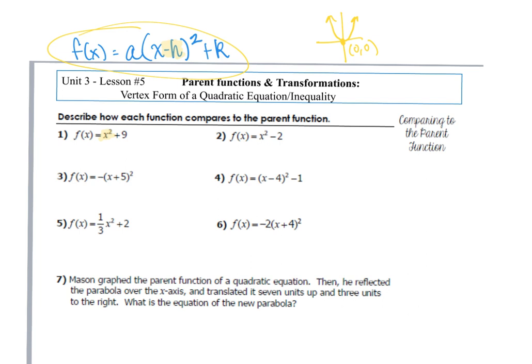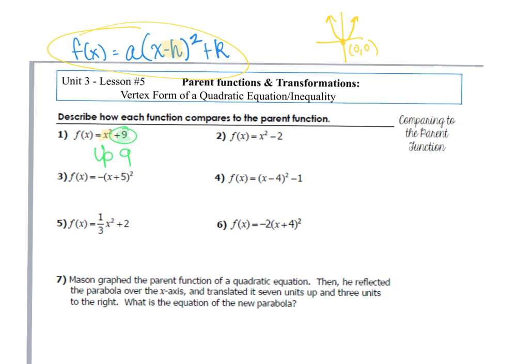We just leave it as x squared. So there's no left-right shift here. This plus 9 represents our vertical shift because it comes after the x squared. So this is similar, again, to our absolute value functions. This plus 9 represents going up 9 spaces for our vertex.